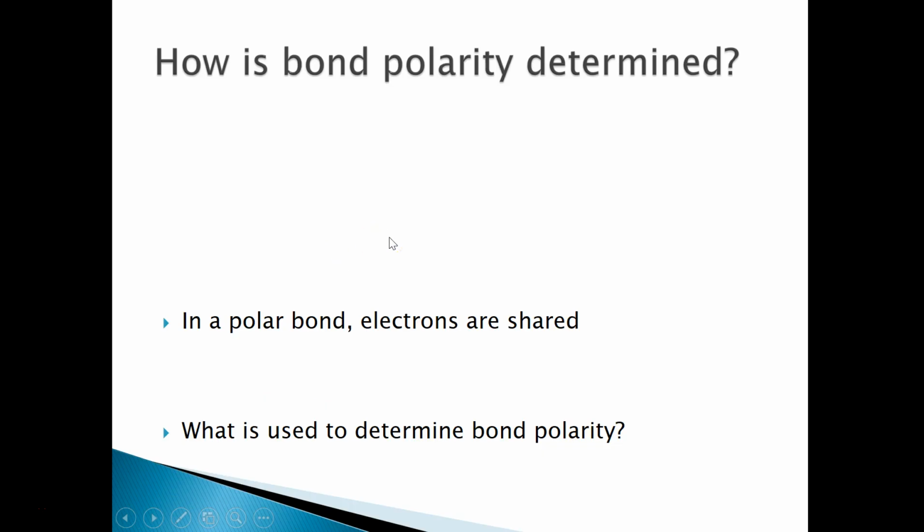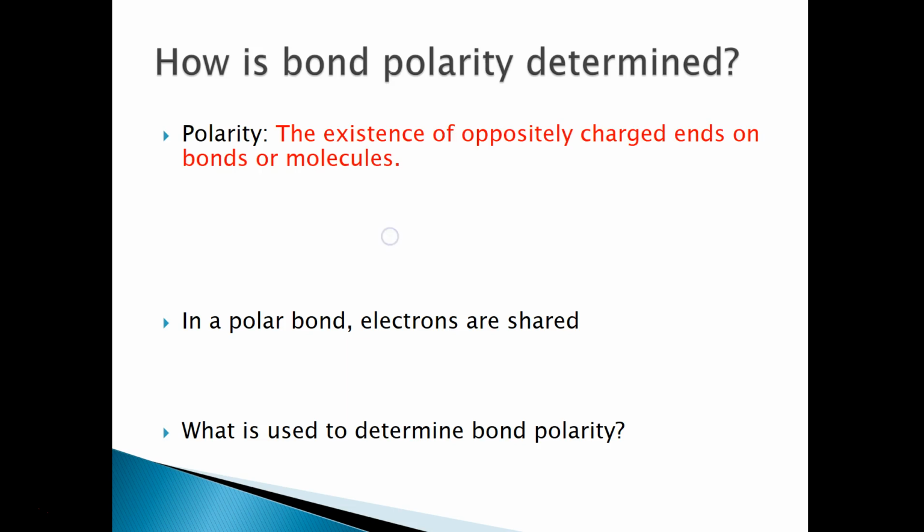Okay, so when we talk about polarity, we're going to be talking about two kinds of polarity: the polarity of bonds and the polarity of molecules. So let's first focus on bond polarity. Polarity is just the existence of oppositely charged ends on a bond or a molecule. All that means is that the bond or the molecule will have a positive end and a negative end.